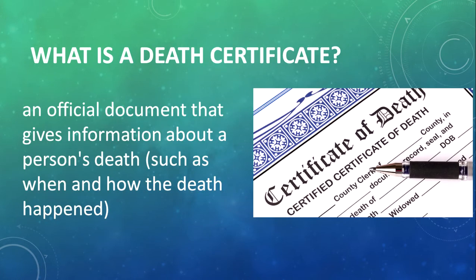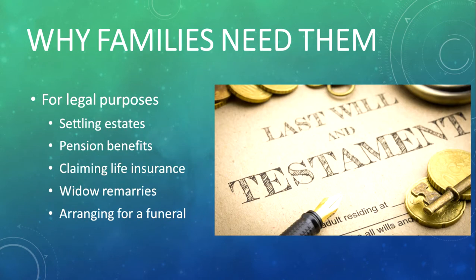Let's get started. What is a death certificate? It's an official document that gives information about a person's death, such as when and how they died. Why do we need them? Well, they're used mainly for legal purposes. They allow the next of kin to settle the estates of the deceased, as well as collect on any pension benefits or life insurance. In some cases, widows needed them in order to remarry.